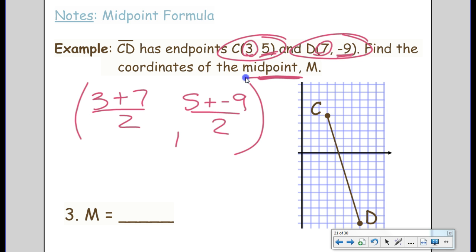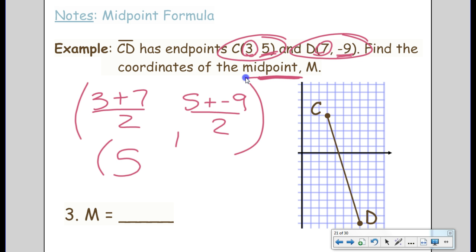Jacob, what did you get when you added your x's and divided by 2? I got 5. Don't tell me the other one. 5. Very good. That is the x value. And Araceli, what did you get for the y? I thought it was 6.5. 3 plus 7 is 10. 10 divided by 2 is 5.